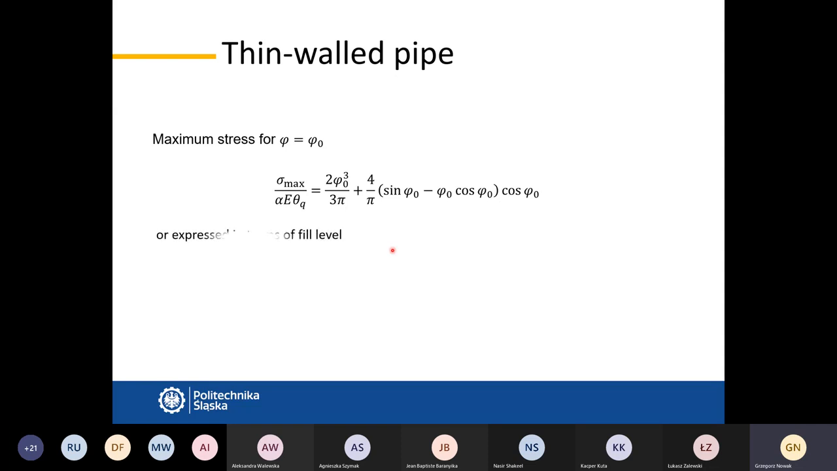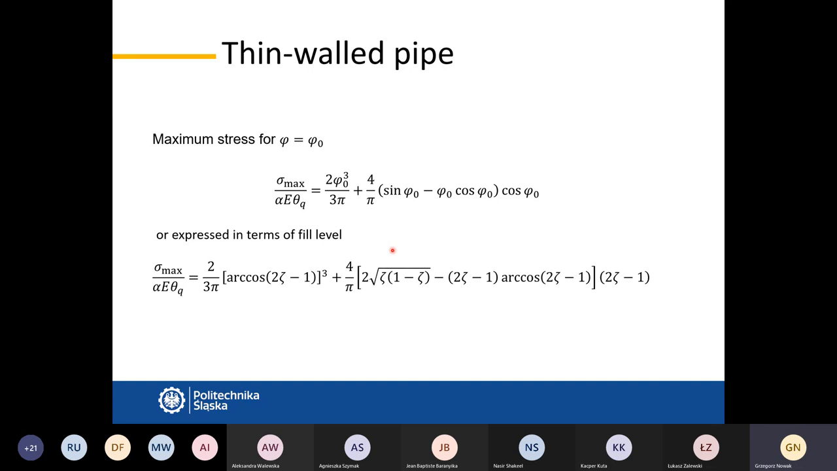Or the same can be expressed in terms of field level. So this is exactly the same story, but if we introduce here, instead of phi zero, zeta. So this is the formula. It's slightly bigger than in this case. This is the relation between the angle and the field level, but both are exactly the same.